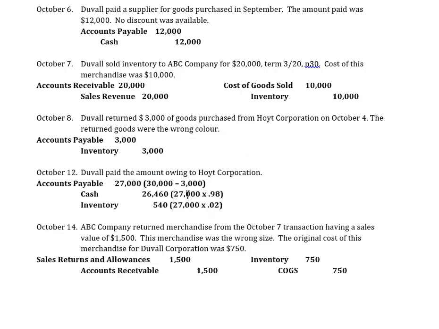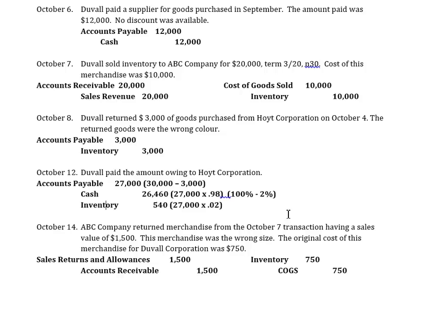Well, we're not going to pay them the full $27,000. We're going to pay them only 98% of it. So how I get 98% is that $27,000 is 100% of the bill, but we're not going to pay them 2% of the bill. Why? Because we're taking our discount. So we're only going to pay them 98% of what we owe them, which is 98% of $27,000, which is $26,460. So the other $540, which represents our 2% discount times the amount we owe them, is credited to inventory.